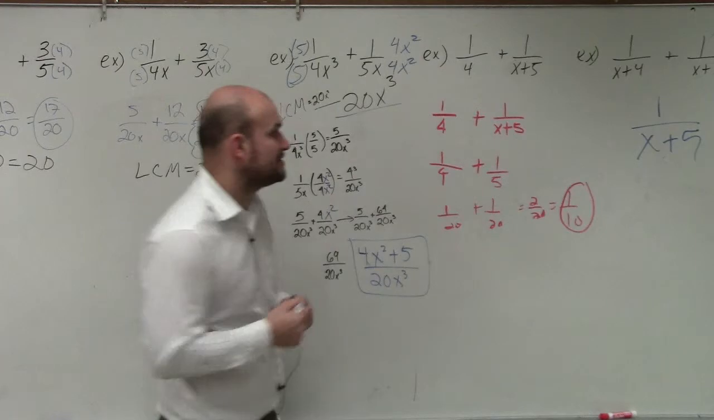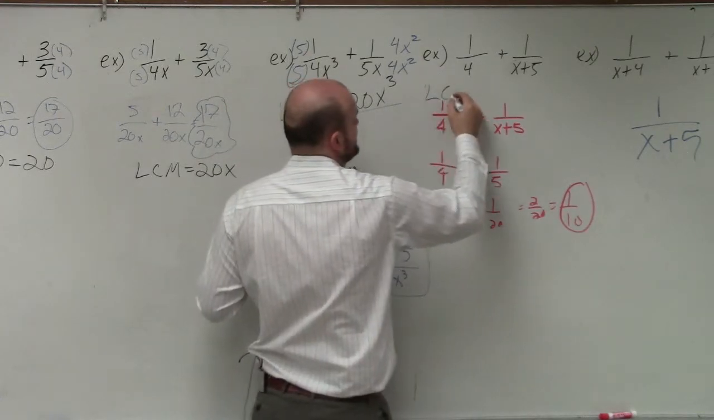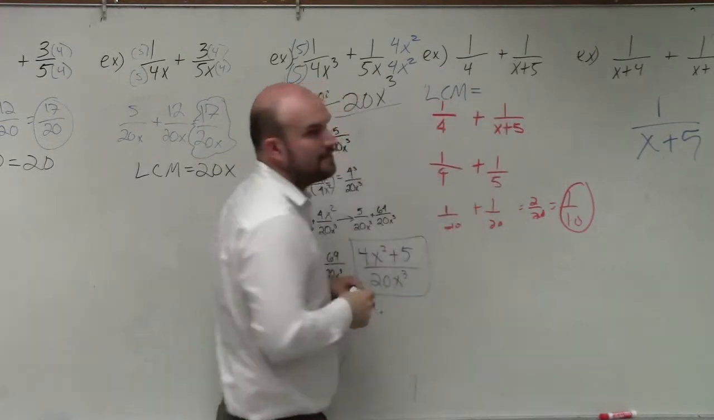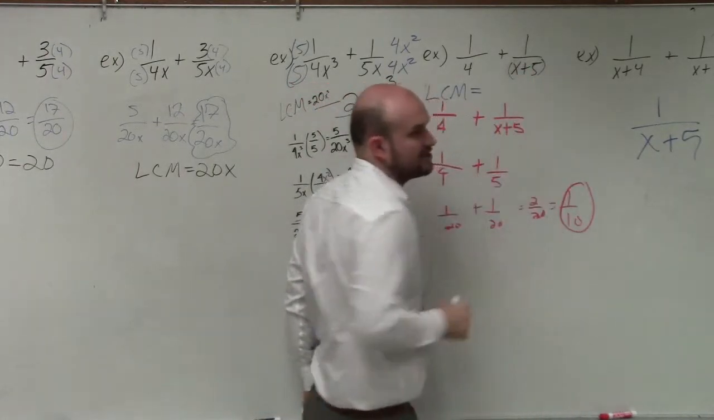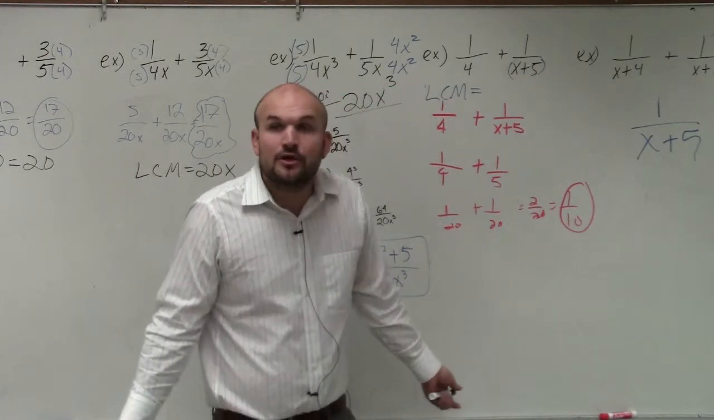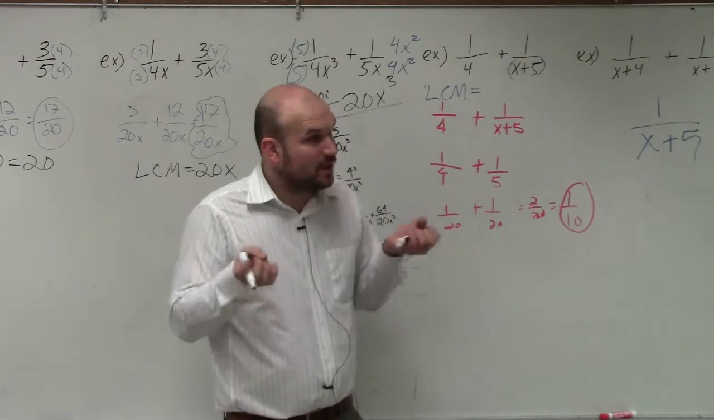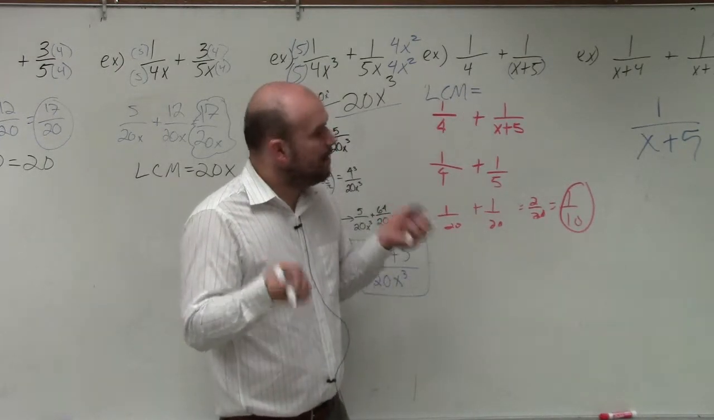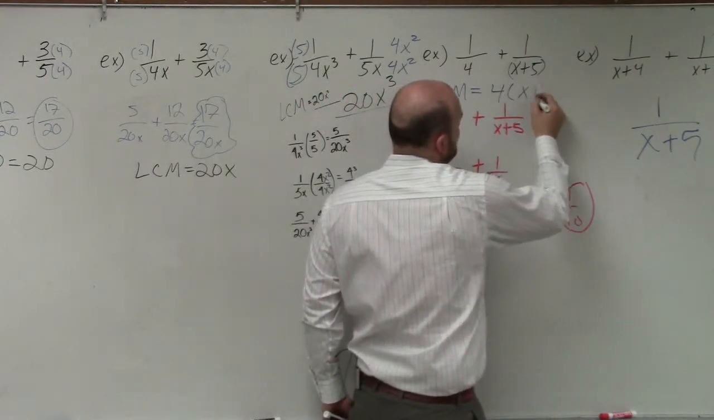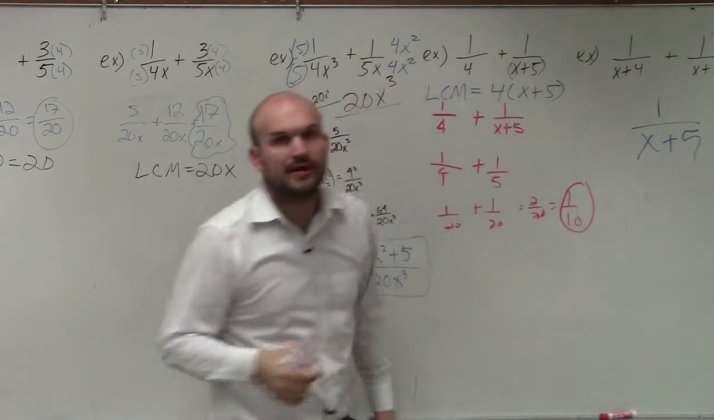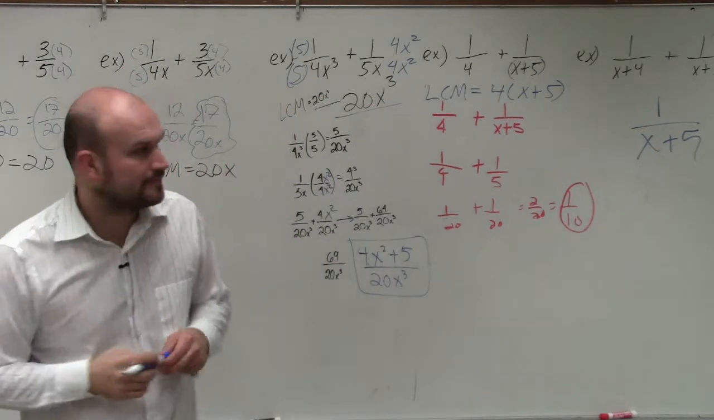So the first thing I want you guys to do is determine what the LCM is. Now, do 4 and x plus 5 have any common elements? This is a number, and that's an expression. Do they have any common elements? No. So we know that the smallest multiple that we can divide both of them into is just going to be their product. It's just going to be the product of them.